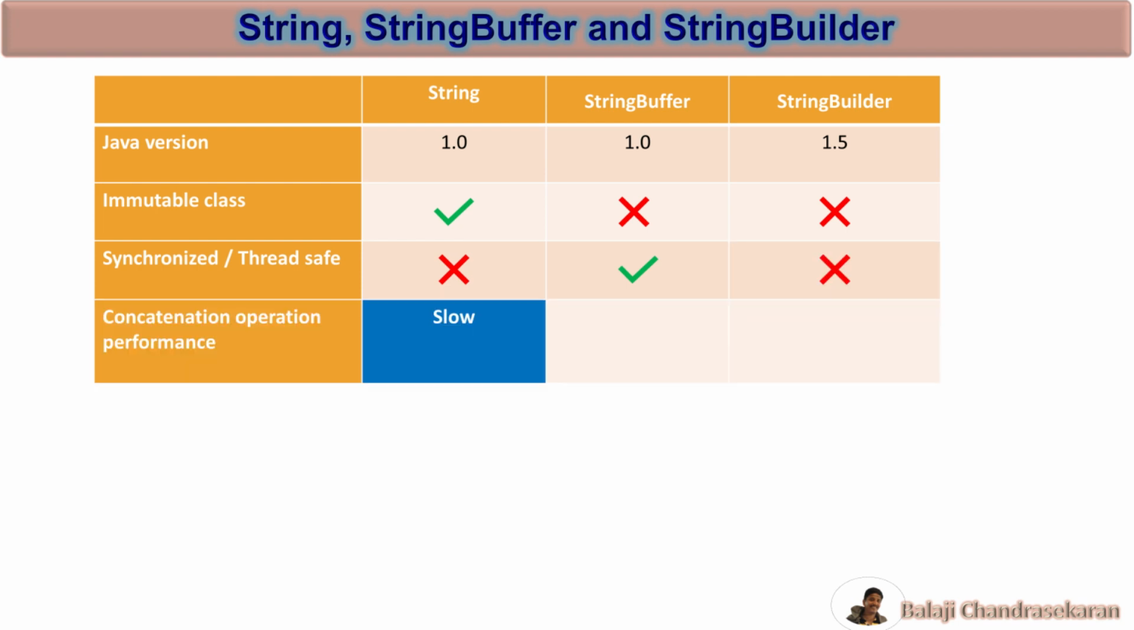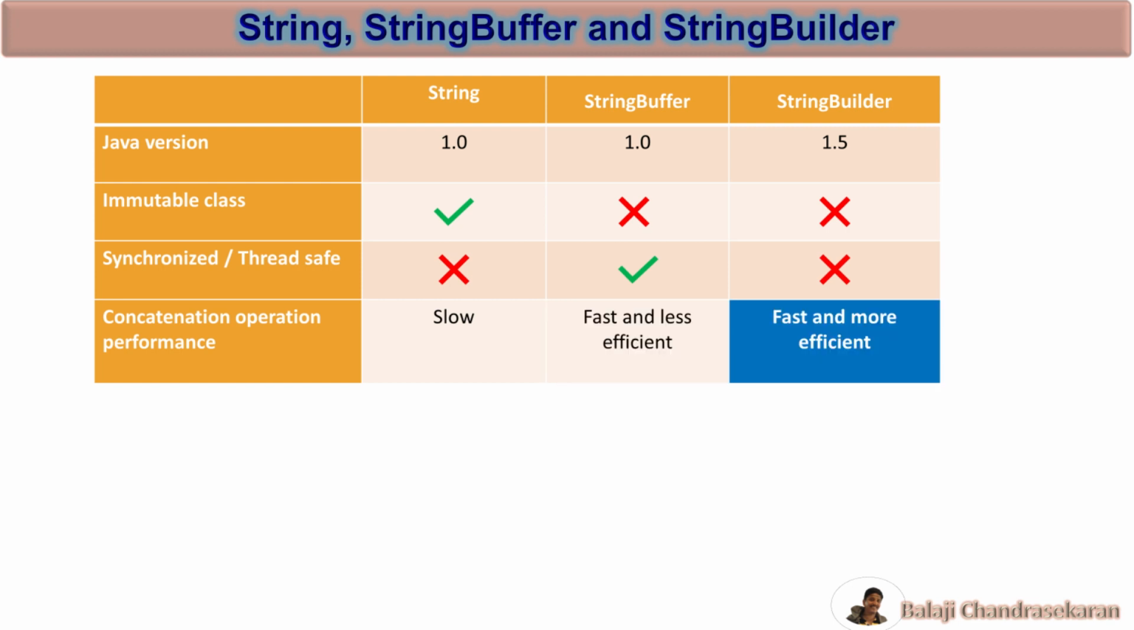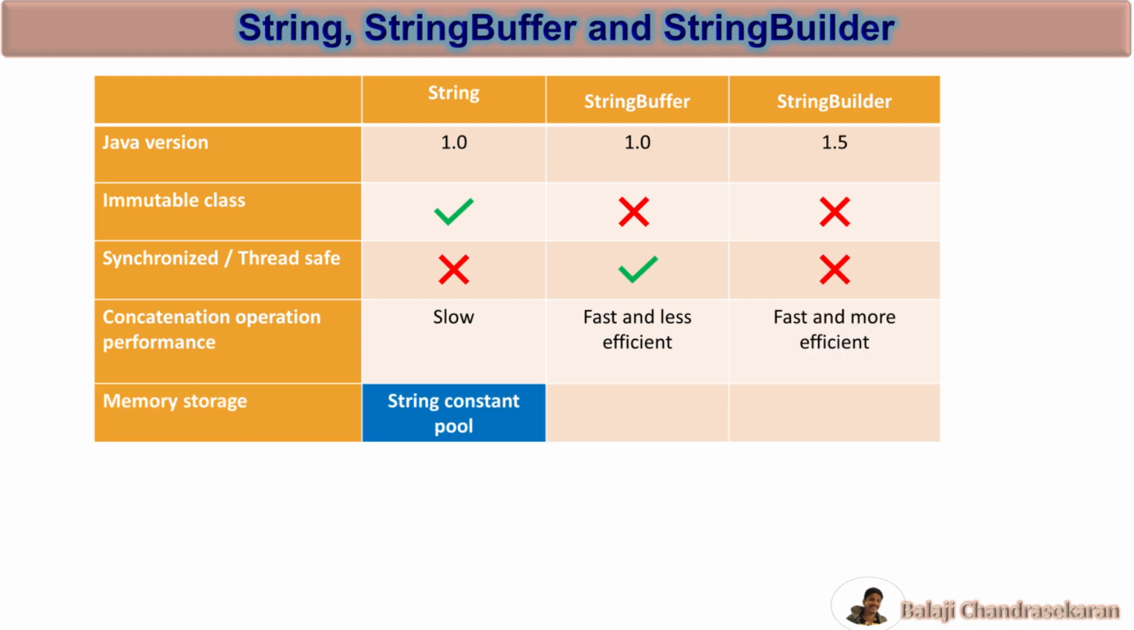The String class performs very slow when we concatenate too many strings because every time it creates a new instance. The StringBuffer class performs faster than the String class but is less efficient compared to the StringBuilder class when we concatenate too many strings. The StringBuilder class performs fast and is more efficient than the String and StringBuffer classes when we concatenate too many strings.